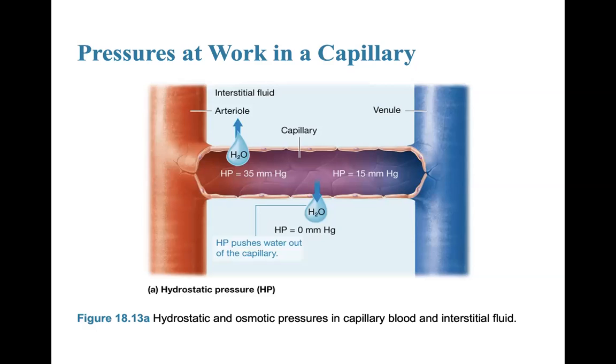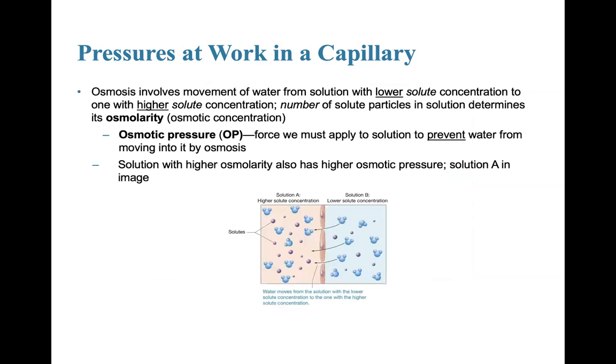So here, if you look at the arterial end, you have hydrostatic pressure of 35. Remember, in the interstitial fluid, 0. Even at the venous end, you have it at 15. So the normal movement is going to be water out on both ends. But the problem is we have this osmotic pressure. This is the force we must apply to a solution to prevent water from moving into it by osmosis. A solution with higher osmolarity also has a higher osmotic pressure.